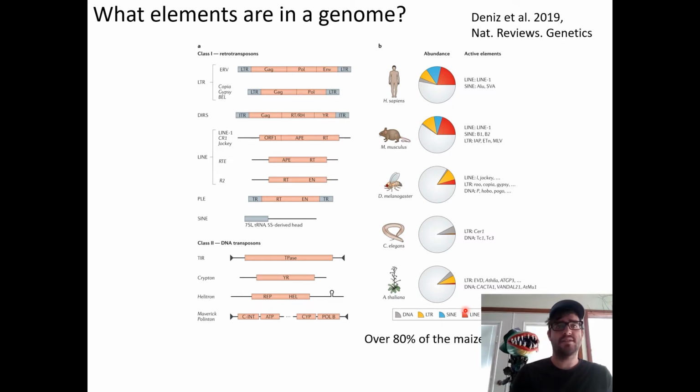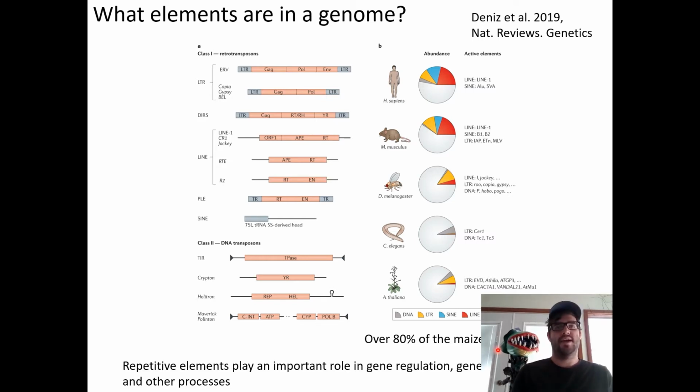By comparison, the maize genome, which is considerably larger, so it's in the same order of magnitude as the human genome, about 80% of it is repetitive. And so it's filled with tons and tons of retrotransposons. And we typically think of these things as not important, but it turns out that these repetitive elements have a really important role in gene regulation, gene duplication, and other processes.